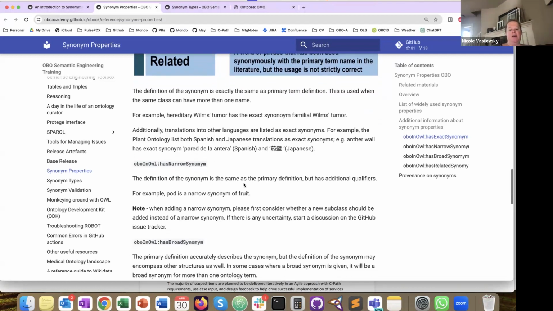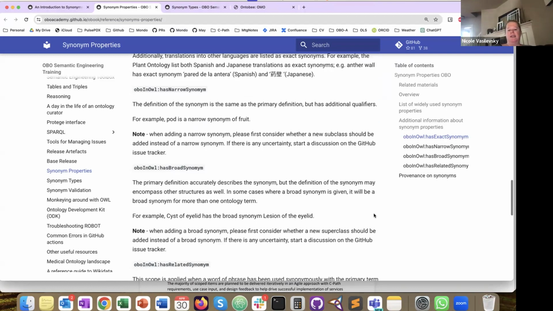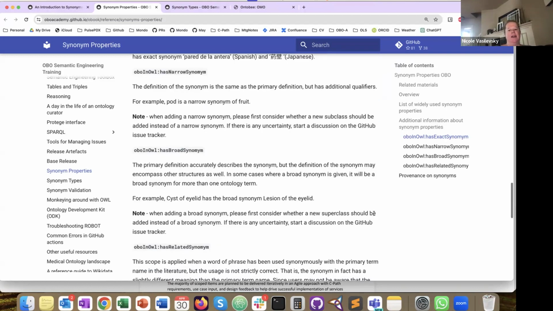Now narrow synonyms. The definition of a narrow synonym is the same as the primary definition, but has additional qualifiers. For example, a pod is a narrow synonym of fruit. When you add narrow synonyms, you should first consider whether you should actually be adding a new subclass instead of the narrow synonym. For any uncertainty, it's recommended to start a discussion on the GitHub tracker if you're unsure whether a class should just be a narrow synonym or should actually be a new term itself.